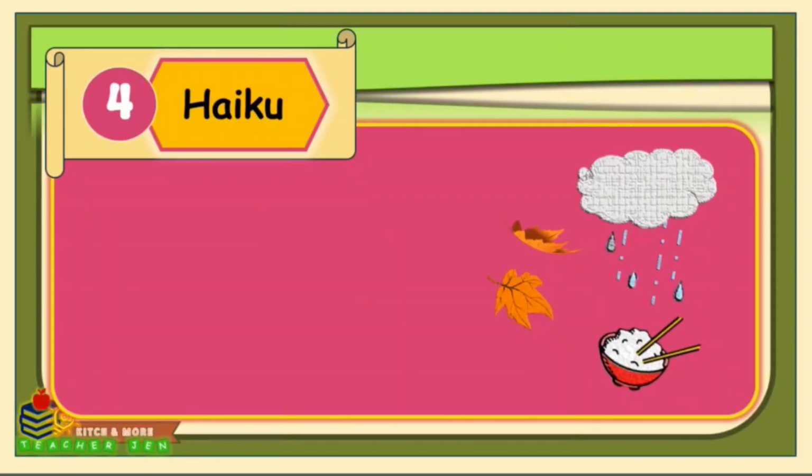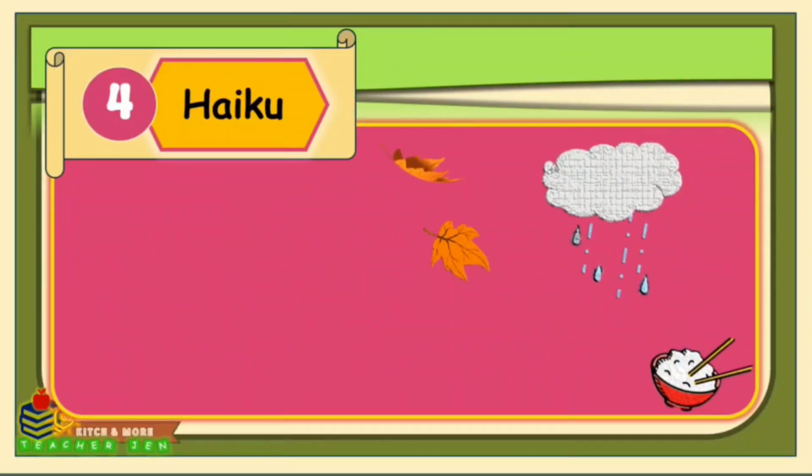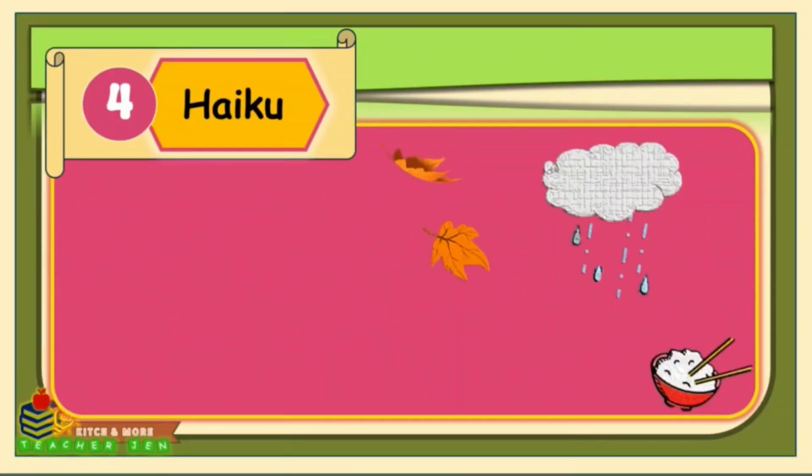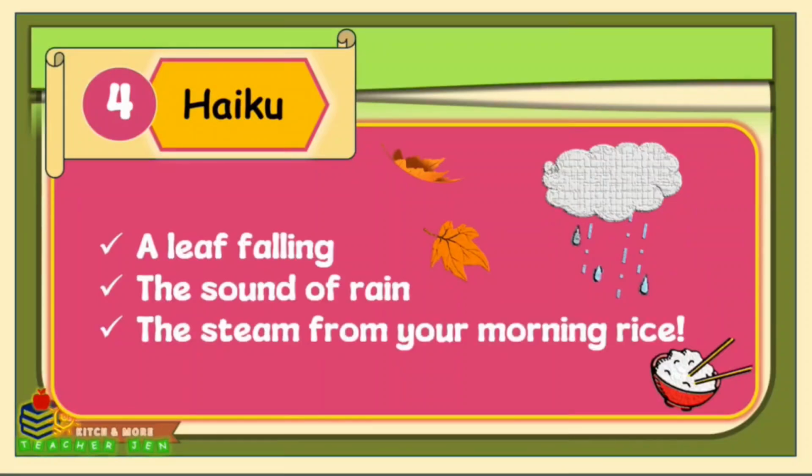Ready to try one? Now that we know that haikus have a magic formula, let's see it in action with a famous example. This one is by Matsuo Basho, a great Japanese poet.